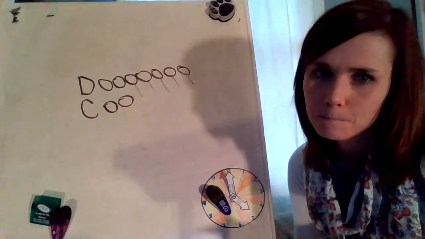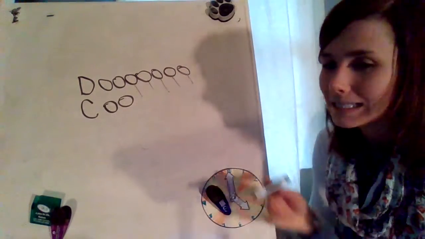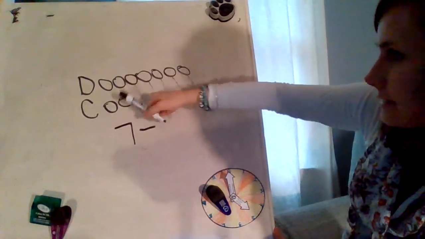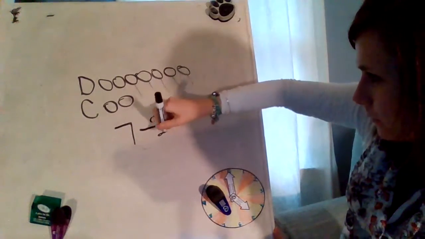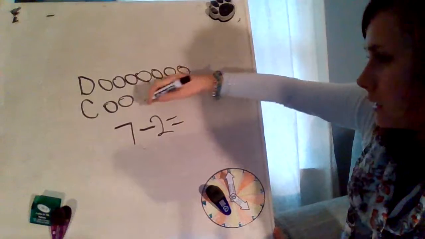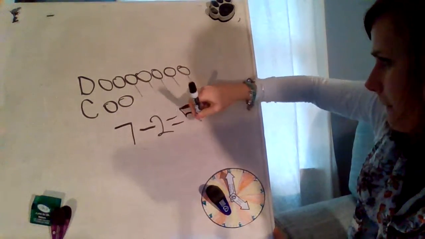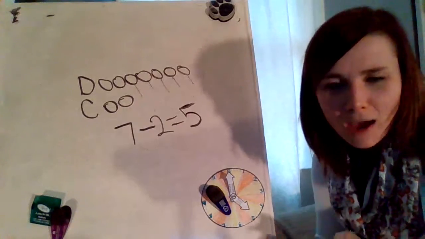But what would the number sentence be, boys and girls? Right, 7 minus how many? 2 equals what? 1, 2, 3, 4, 5. Nice job. 5. Great job, boys and girls.